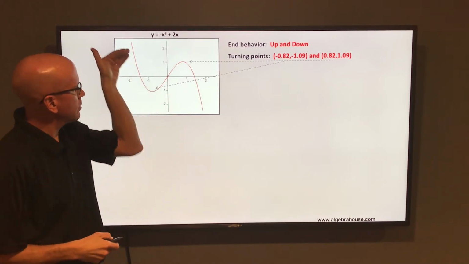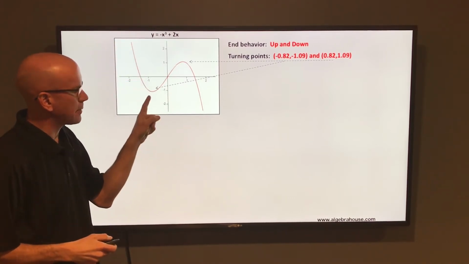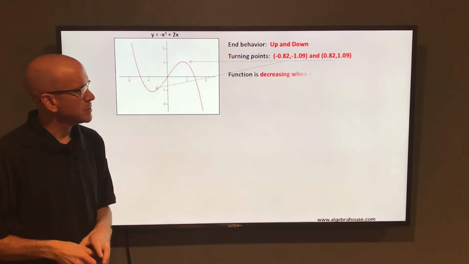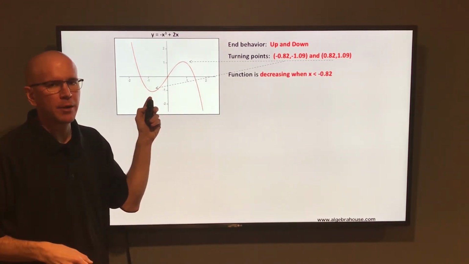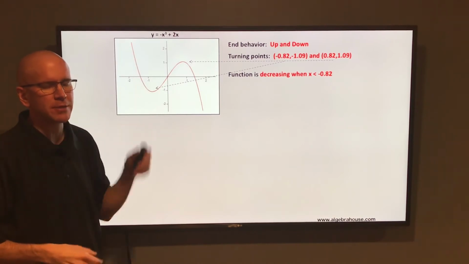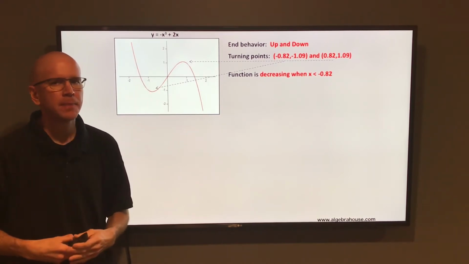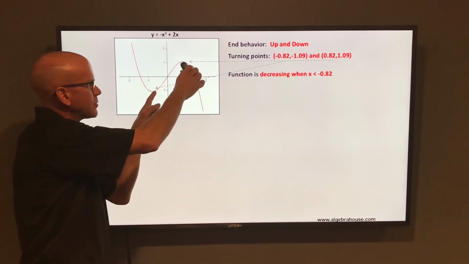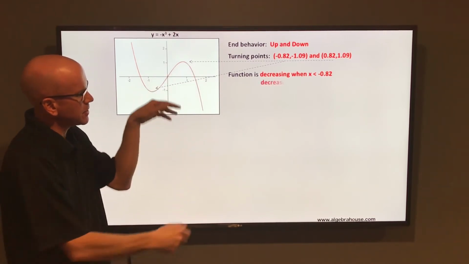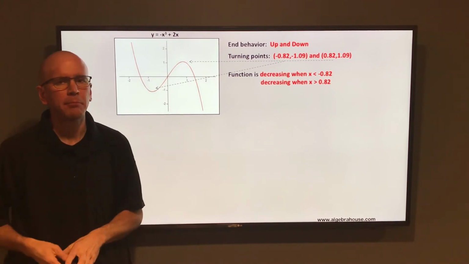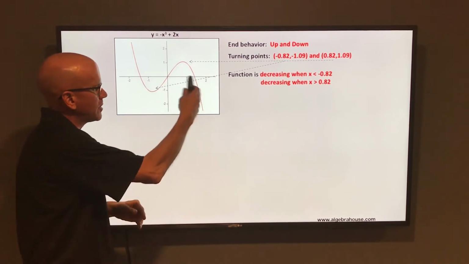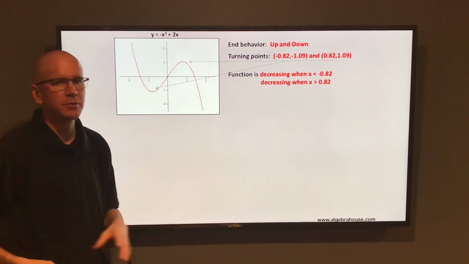So the function, the y values are decreasing up to that first turning point. So you can say the function is decreasing when x is less than negative 0.82. The y values are decreasing where x is less than negative 0.82. And then the function starts increasing, but I also state the decreasing right here. The function is decreasing where x is greater than 0.82. So when the x values are greater than 0.82, the y values are decreasing.